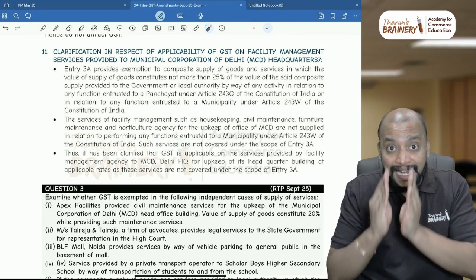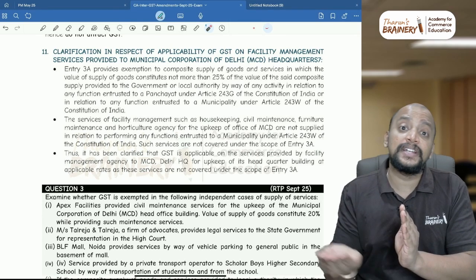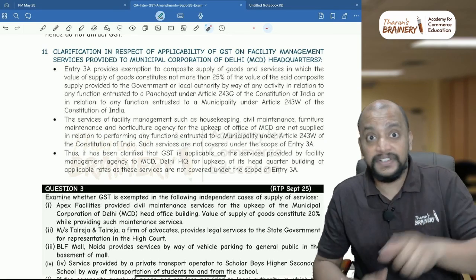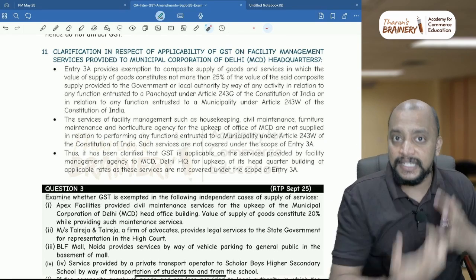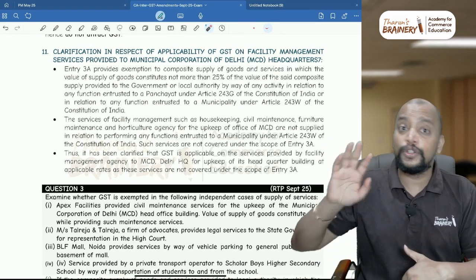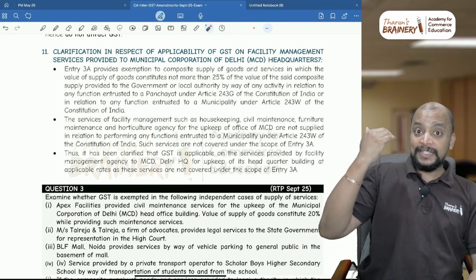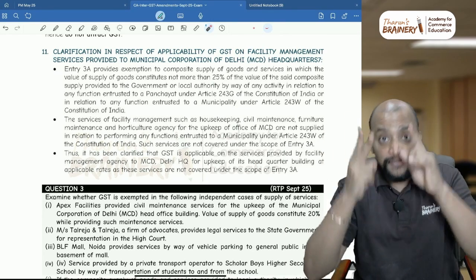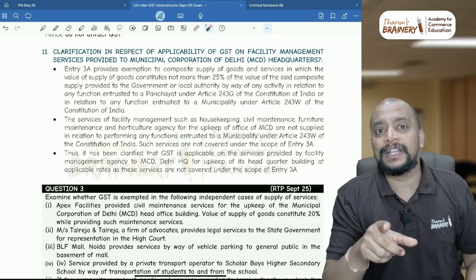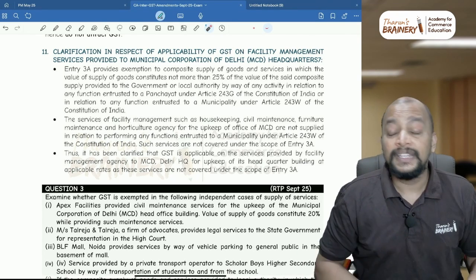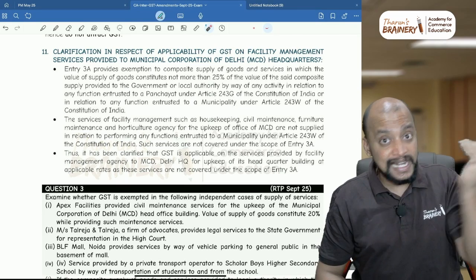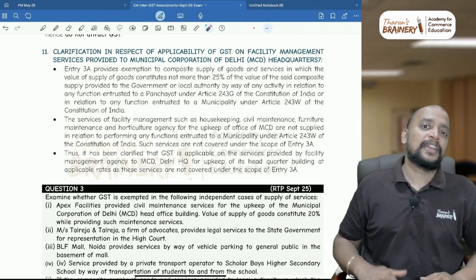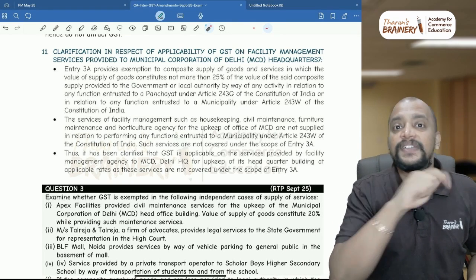First of all, this activity should be the activity or obligation of the government as per Constitution. First, whatever service they receive, that should be their obligation to provide to the general public as per Constitution. For which if they outsource, then it will be coming under the exemption. But first of all, this facility management services which they are receiving is not their obligation to do it to the general public. So in that case, whenever they receive the services, we cannot take ITC.